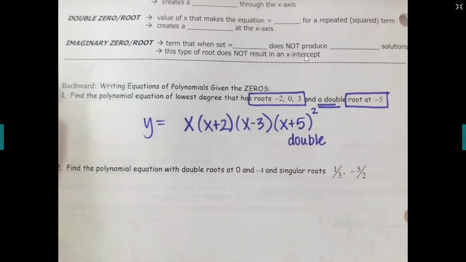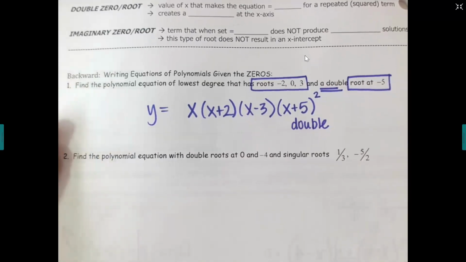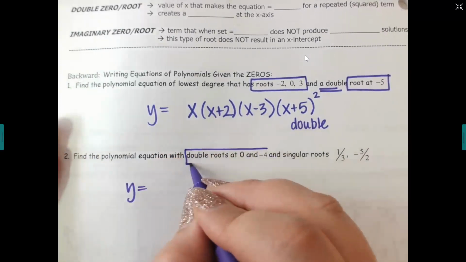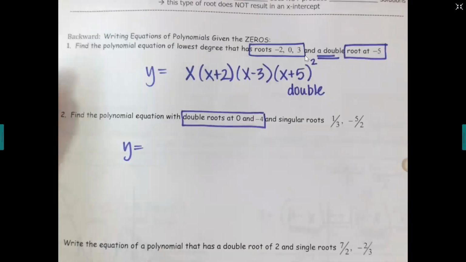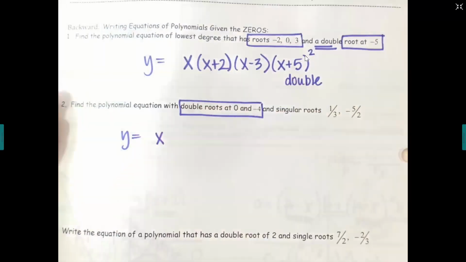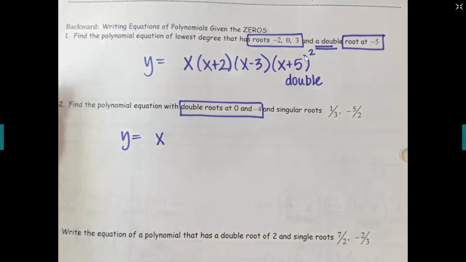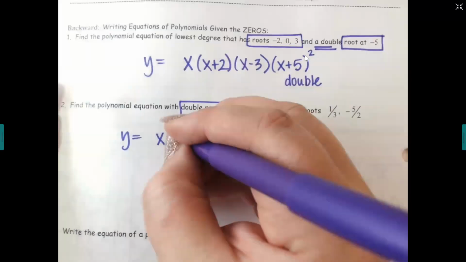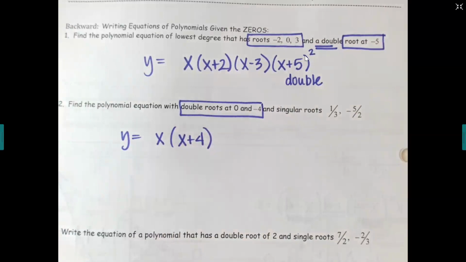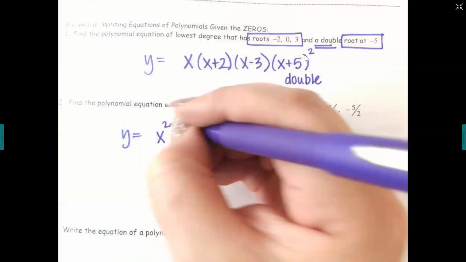Okay. Take a look at the next one. Number 2, y equals. This time I want double roots at 0 and -4. If 0 is the root, where does x go? On the outside. And if -4 is the other one, what should the parentheses say? X plus 4. So this one gives me the 0. This one gives me the -4. How do I make them both double roots? Little squares on both, right? So this one's a squared, this one's a squared.